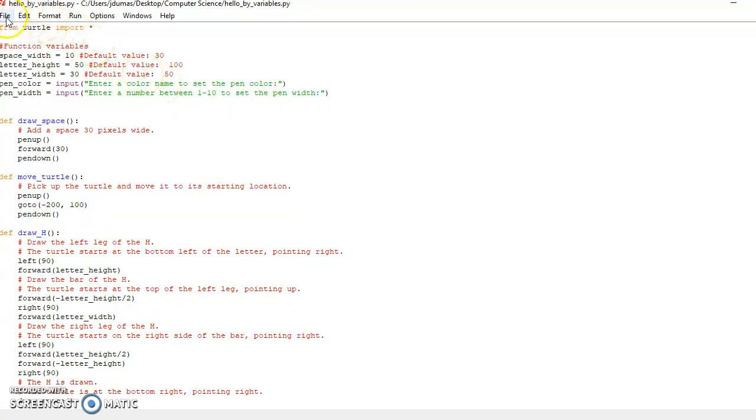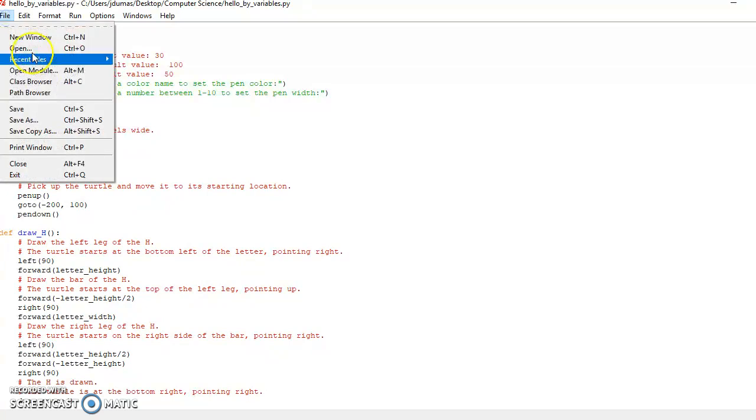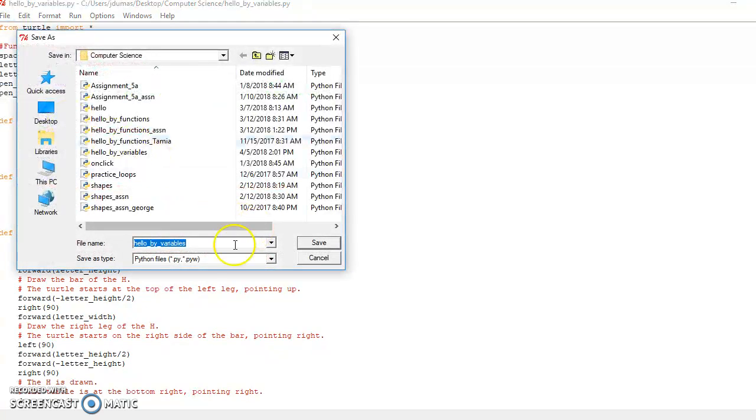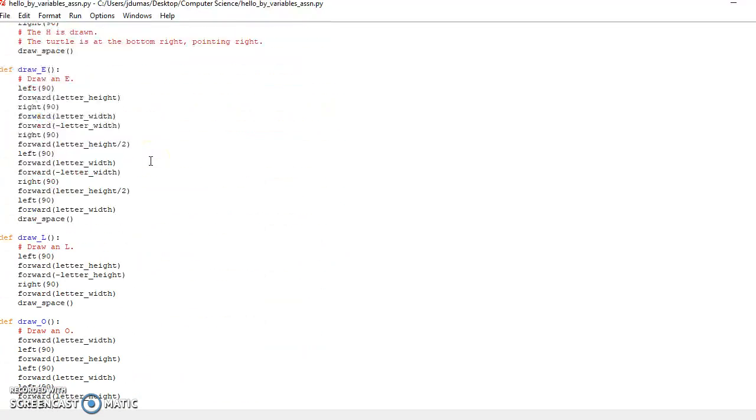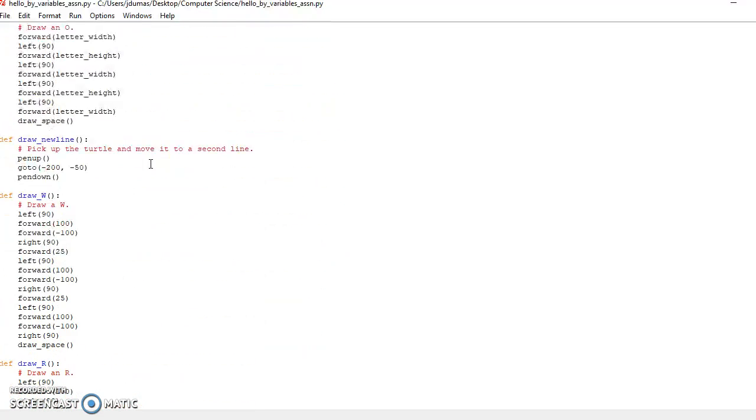We are going to take our hello_by_variables.py that we finished in unit 4. We are going to save this as hello_by_variables_ASSN.py for our assignment, making sure that we've saved it in our computer science folder so that we know where it is. Now that it is saved, our first step is to make those changes to the W.